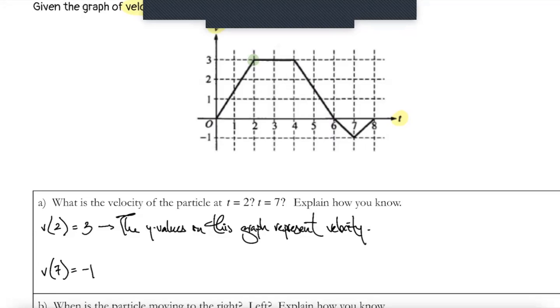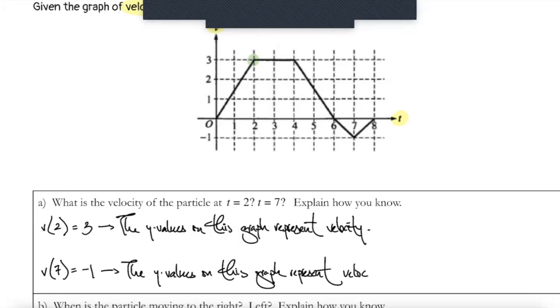Good, we're gonna go to 7, we're gonna find the Y value, and we're gonna say for the same reason, the Y values on this graph represent velocity.